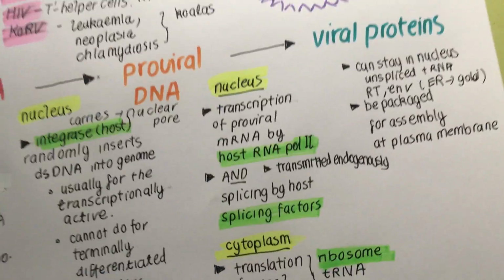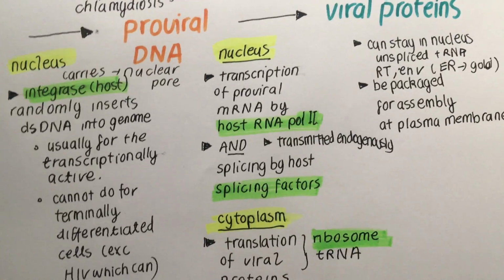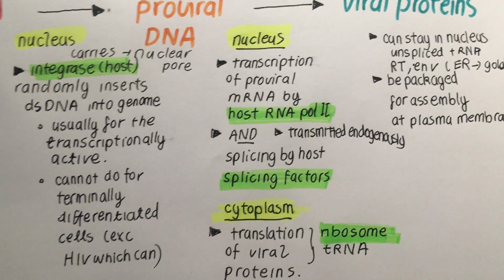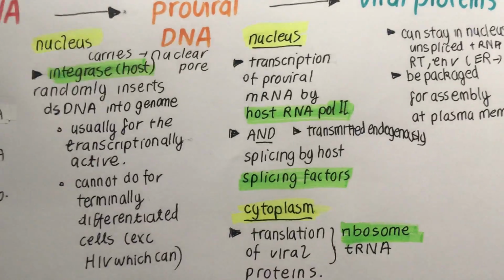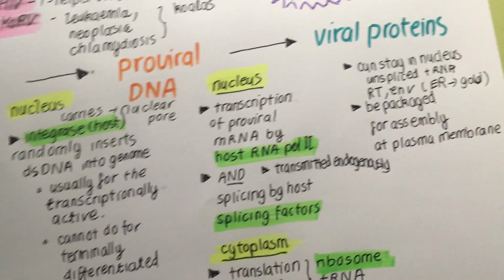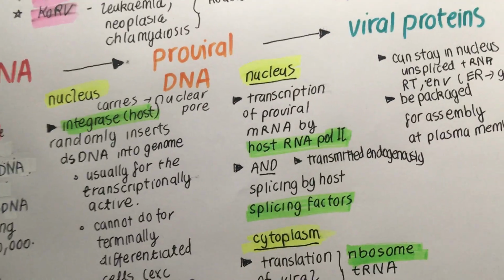Now, once it gets integrated in the nucleus, you can get the transcription of this proviral mRNA by host RNA polymerase II. And additionally, this can be an endogenous kind of transcription, so it is passed on. And also you can get the splicing of this genome by host factors as well.